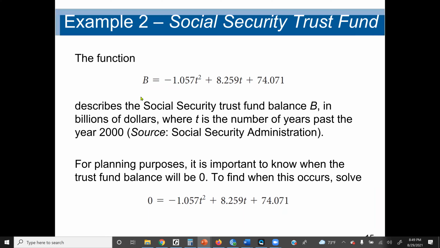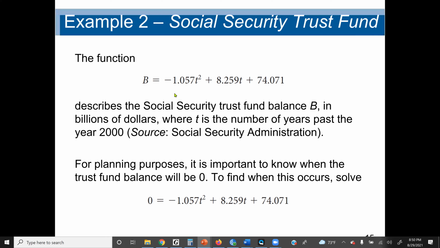So here we have a function. Normally, these are some of the good examples of using the quadratic formula. Now, if I have b equal to negative 1.057 t squared plus 8.259 t plus 74.071, well, this decimal value will be very difficult to use factoring. To factor is very difficult because of the decimal values.